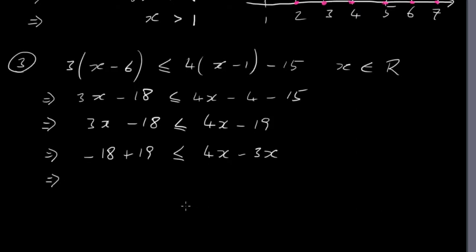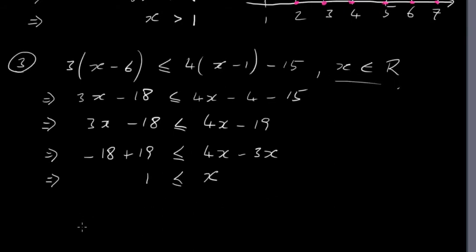Okay, so let's see what we got here. We have minus 18 plus 19 is 1, and 4x minus 3x is 1x. So I got that right. Minus 18 plus 19 is 1, and 4x minus 3x is 1x. Okay, so we have our solution here. We've got x is an element of R, x is a real number here.